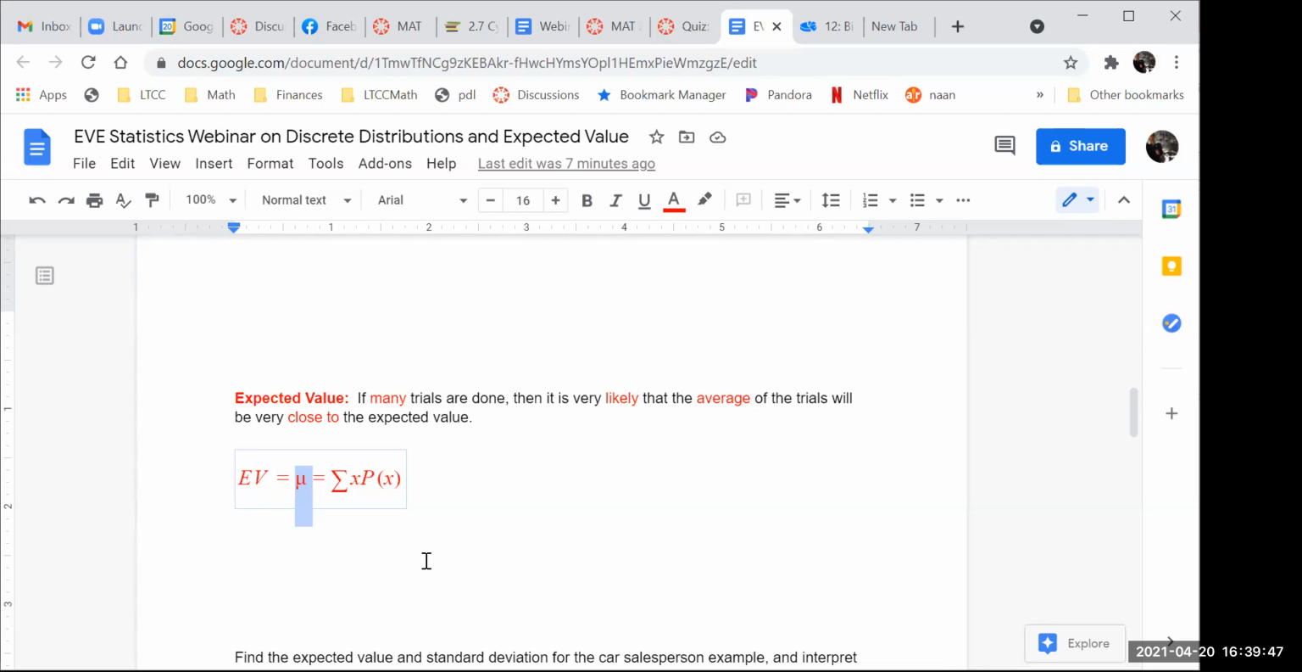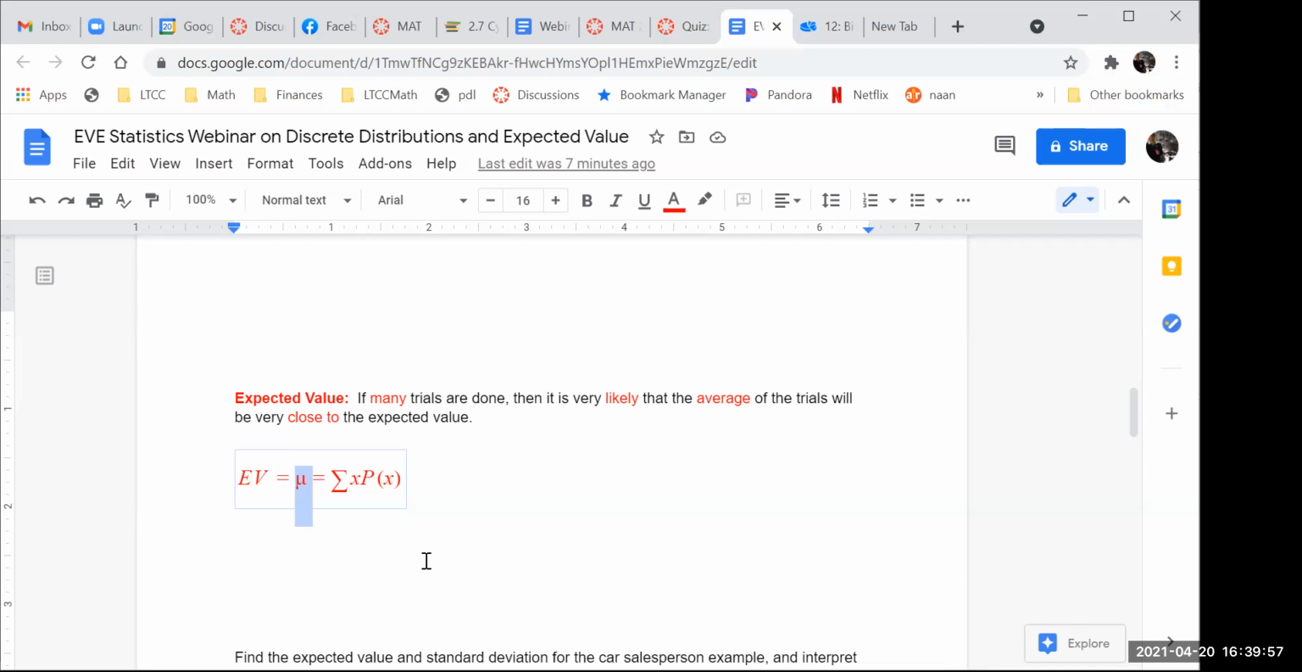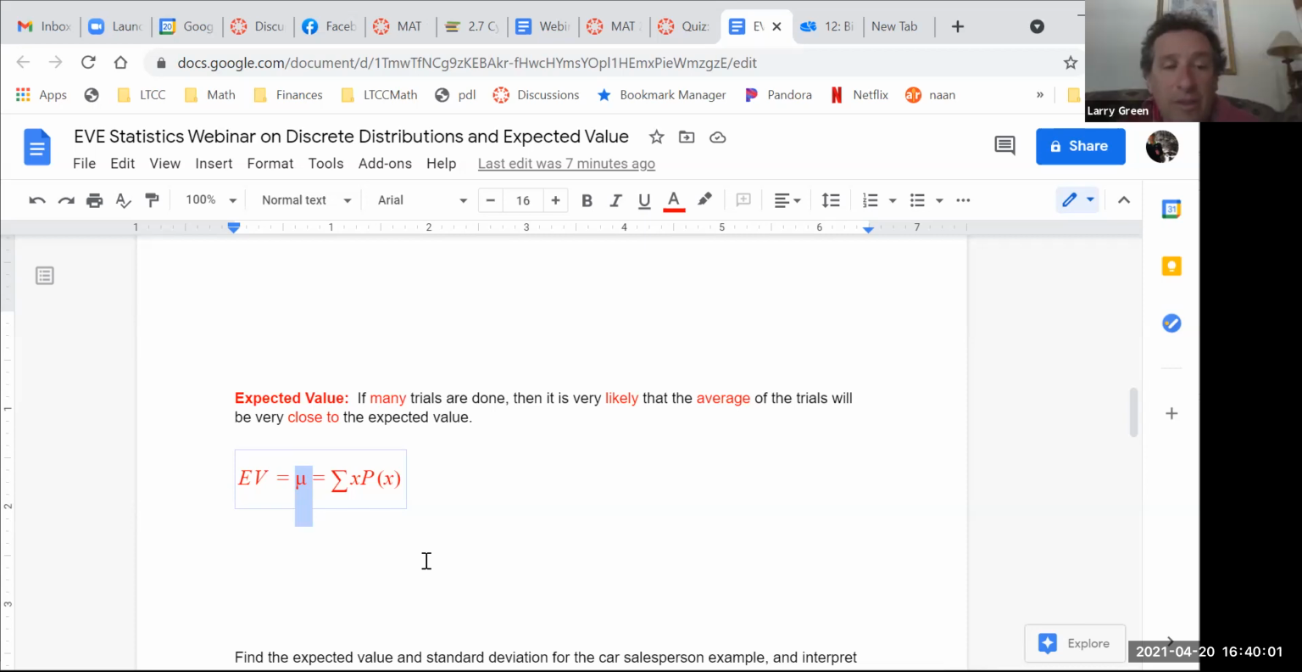Well, isn't that also the average? Exactly. And what do you see in what the expected value is? Hint, look at the words in red. Average of the trials. It's average. Okay, so that's the reason why we use mu. So it's a theoretical average. Then there's the summation of x times p of x.